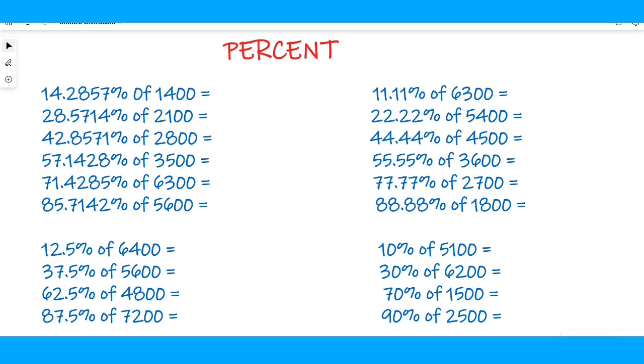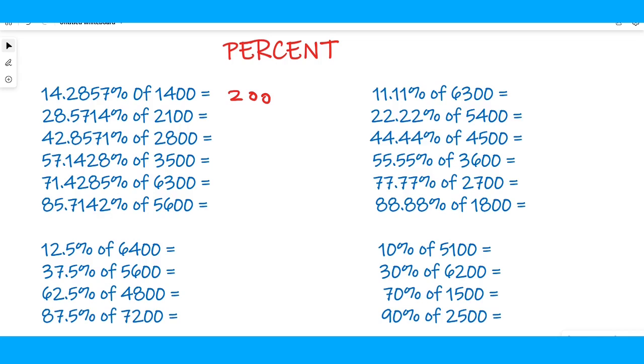14.285% is 1/7 when converted into fraction. So 14.2857% of 1400 is 1/7 of 1400, which is 200.